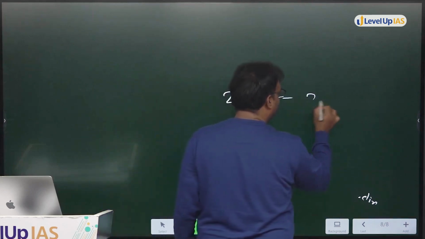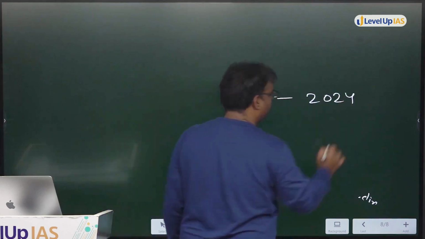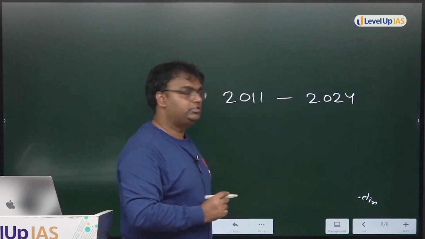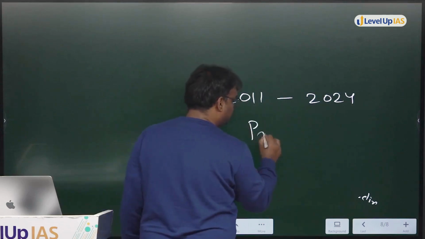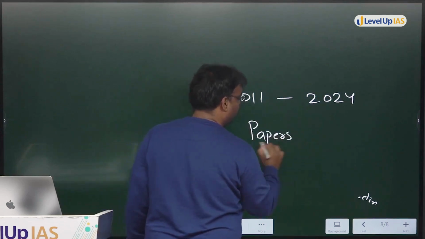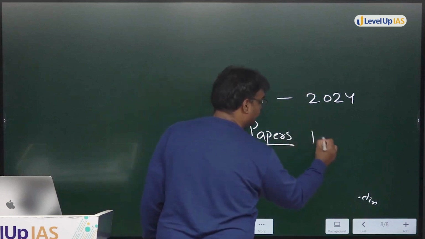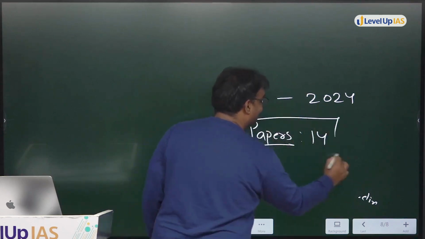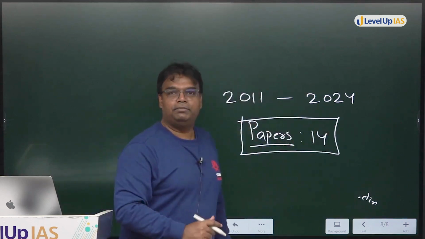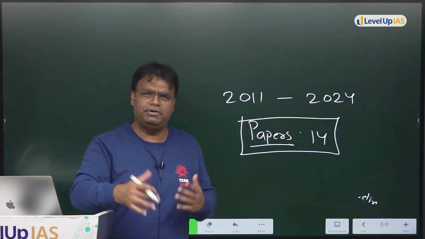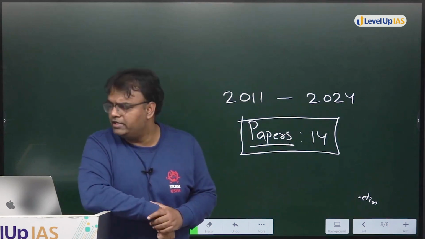2011 से 2024. There are 14 years of papers. मेरा CSAT खराब हो रहा है. Papers of 14 years. पहले there used to be 100 questions, then it became 80 questions. There is something like that.